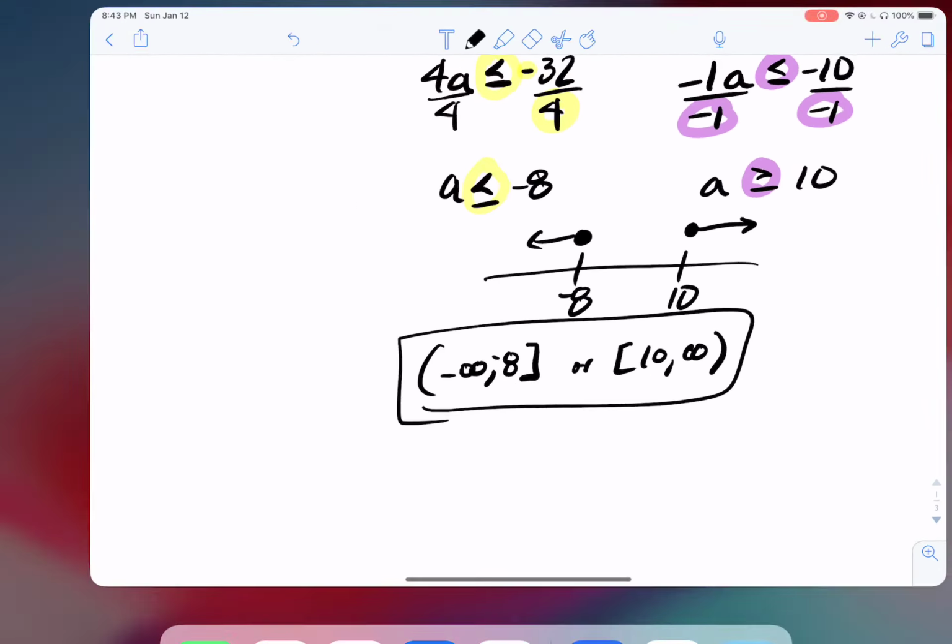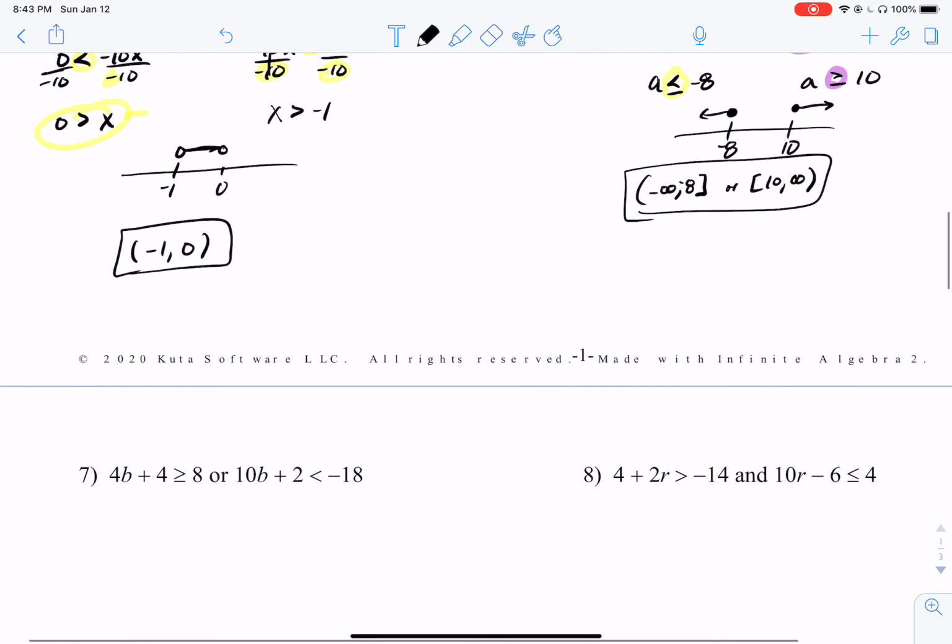All right, sorry. Okay, let me zoom out. That's what I was trying to do, zoom out.